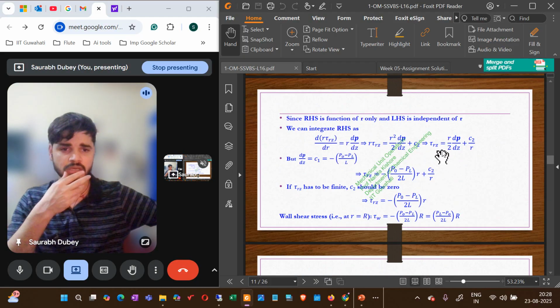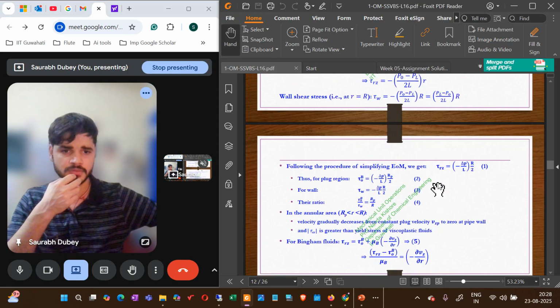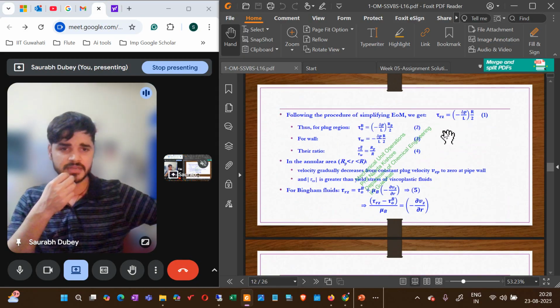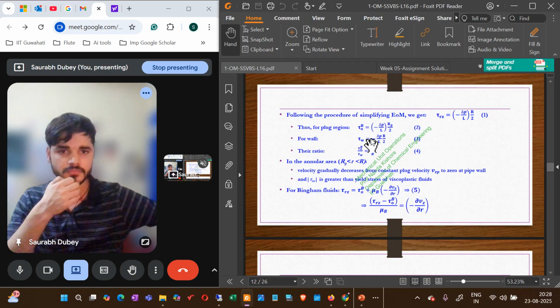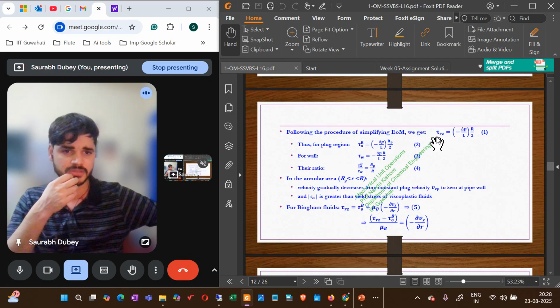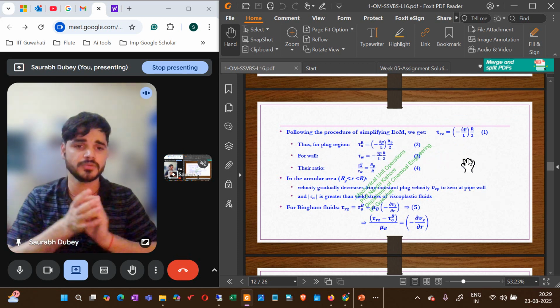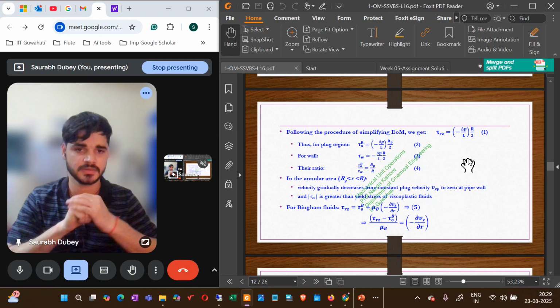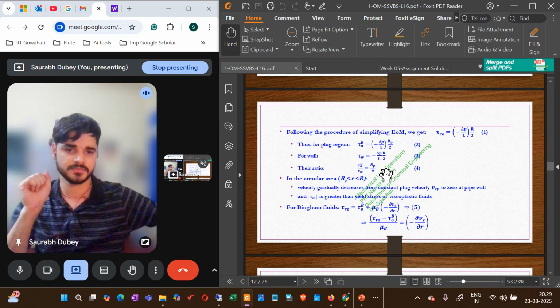So here this is introduced, right? For the procedure of simplifying the equation of motion, we get this. This is okay. Thus, for the plug region, it is the same, right? RP. And for the wall, tau W equals this, right? So the ratio is this, and they call it phi.